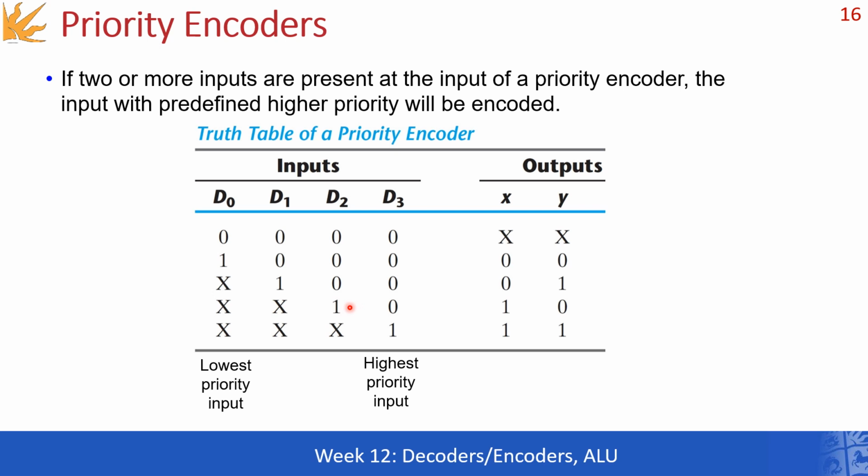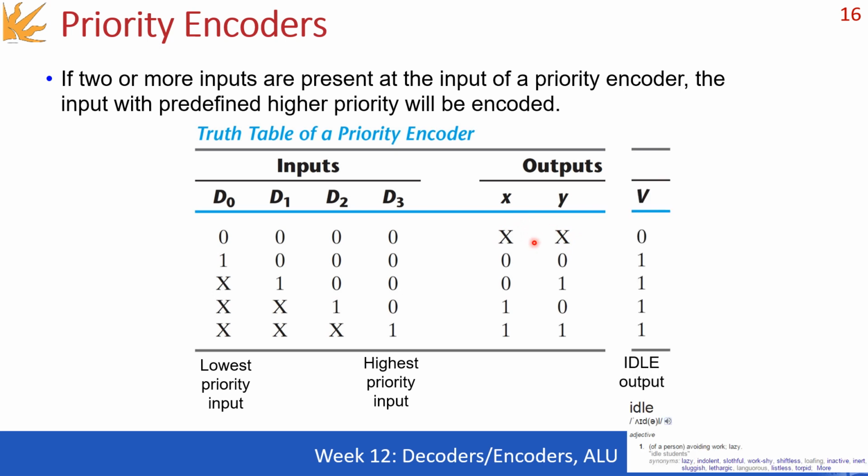If D2 is equal to 1 and D3 is not activated, then we don't care about D1 and D0, and the output is this, and so forth, up until, of course, we reach the final case here where none of the inputs is activated, in which case the output is something that we have to ignore. We also call this an undefined output state, which implies that we need an extra output, the so-called idle output.